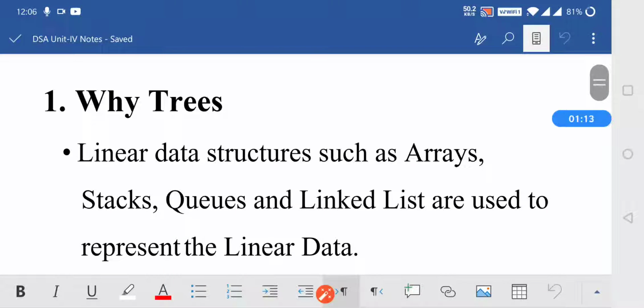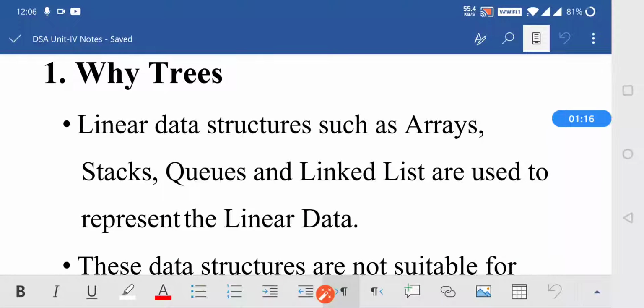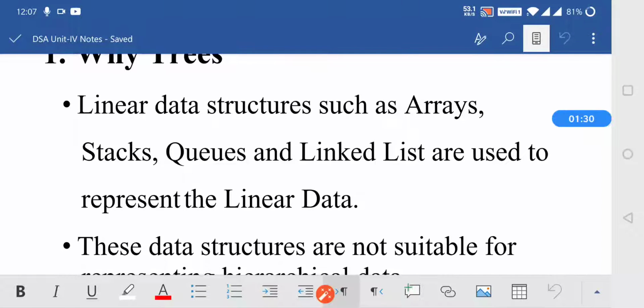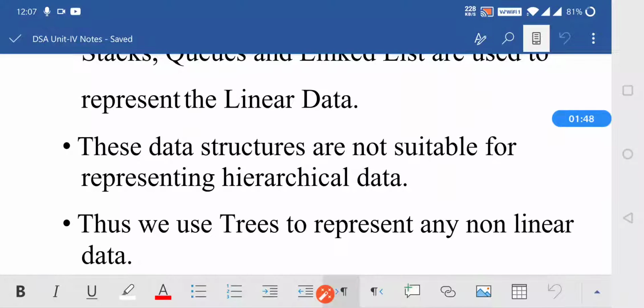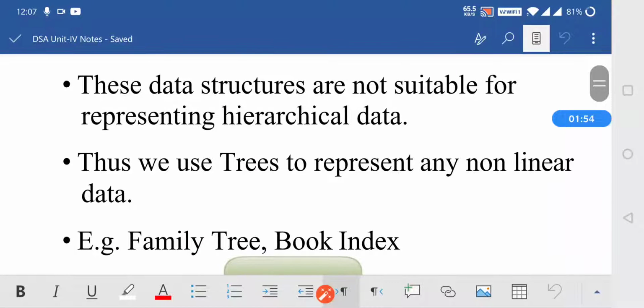So why trees? Linear data structures like array, stack, queue, linked list are used to represent the linear data, because we have seen array, that is nothing but collection of defined objects, stack is last in first out, queue is first in first out, and linked list is the collection of nodes with data and next pointer. Everything is having pros and cons in terms of searching as well as insertion and deletion, but tree is useful for both things. Now, stack, queue, array, linked list are not suitable for representing the data which is present in the hierarchical manner, and that's why trees represent any non-linear data.